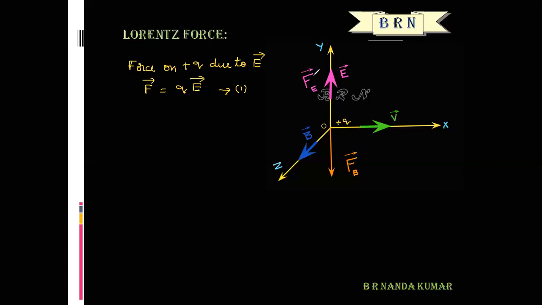F_E vector means the force acting on plus Q due to the electric field. The direction of force is the same as that of the electric field, and the force here does not depend on the speed. The force acting on a charged particle due to the electric field does not depend on the speed of the charged particle.